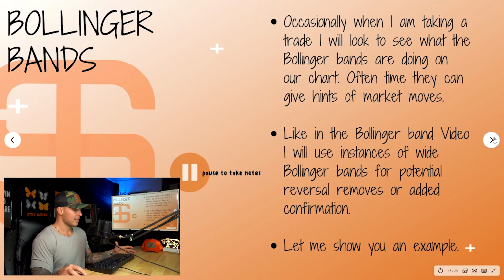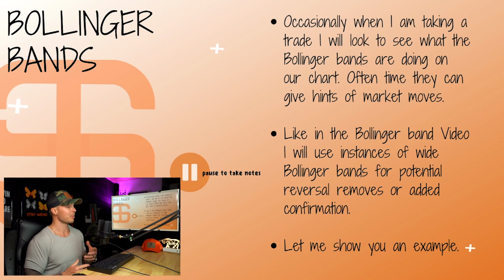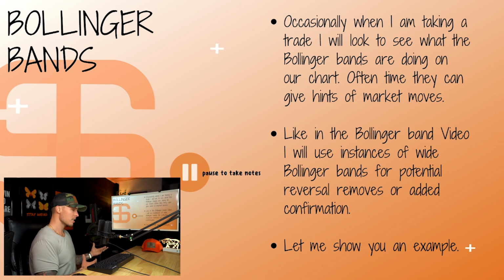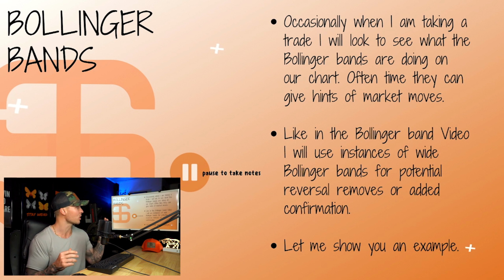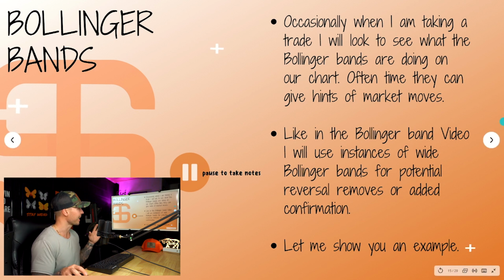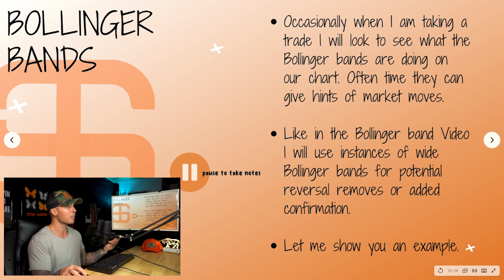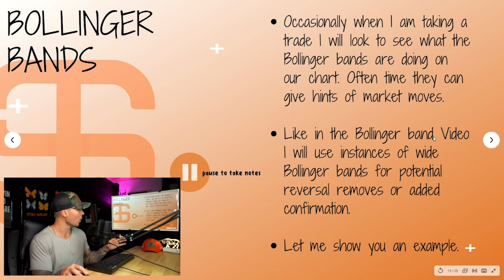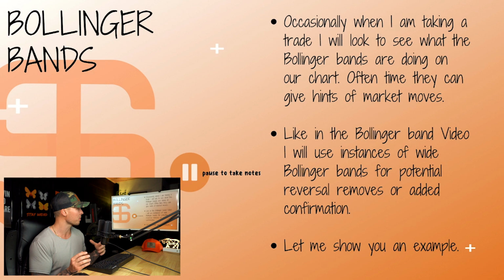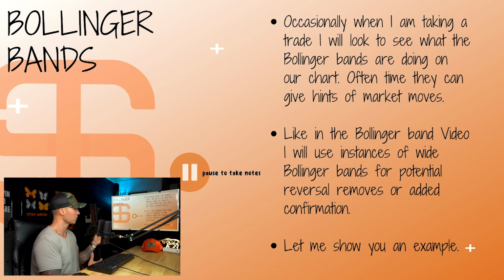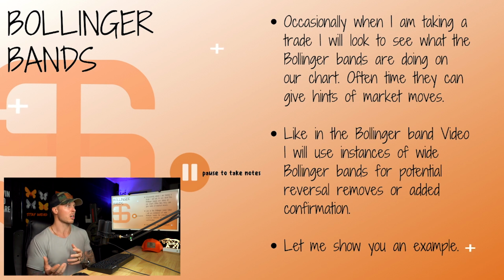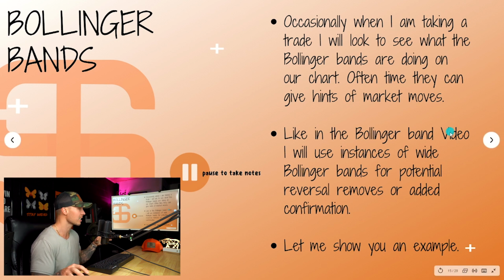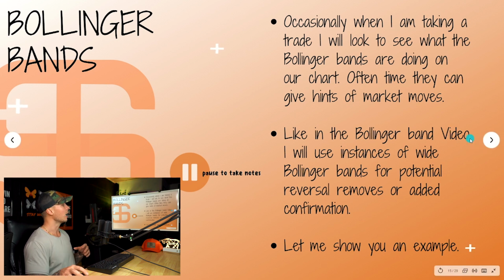Now we have Bollinger Bands, and I'm going to teach you how I use Bollinger Bands to give me another reason why I should be in a potential trade. So occasionally when I'm taking a trade, I will look to see what the Bollinger Bands are doing on our chart. Oftentimes, they can give hints as to why the market is doing what it does sometimes. Like in the Bollinger Band video, I will use instances of wide Bollinger Bands for potential reversal moves or added confirmation on why I should be in a trade. Just like the trade I am in right now.